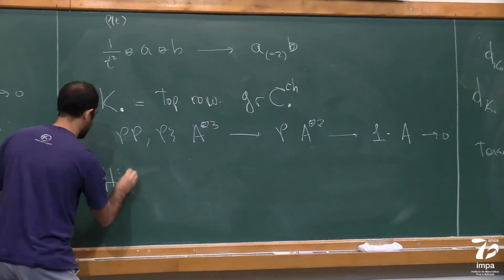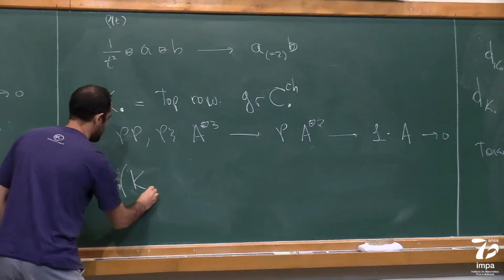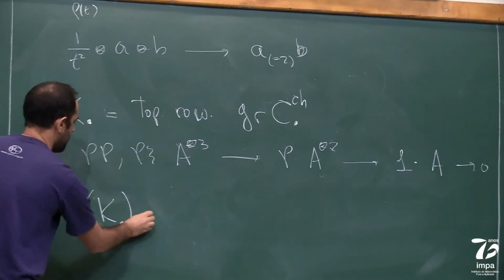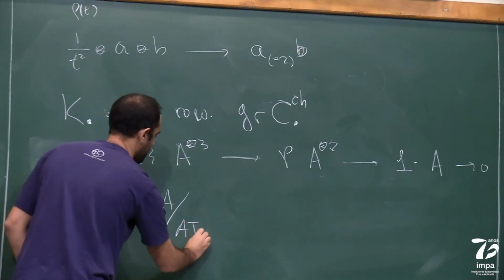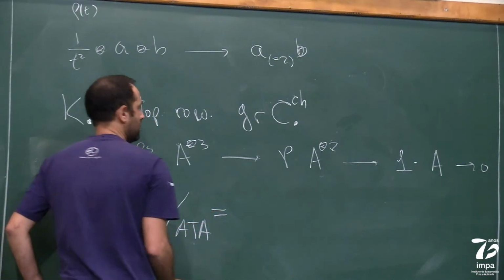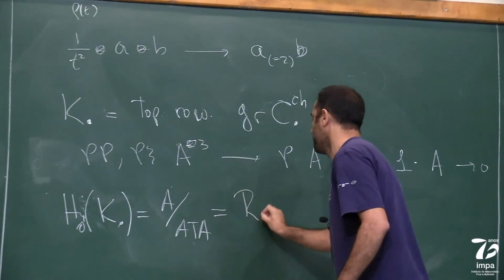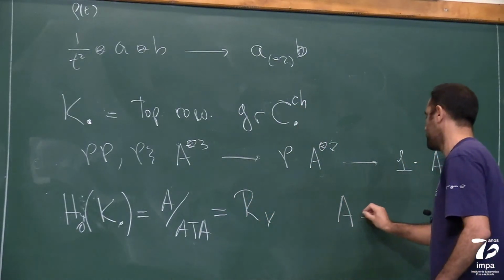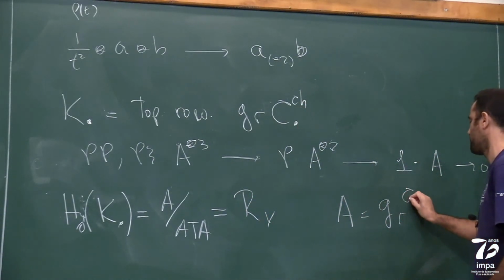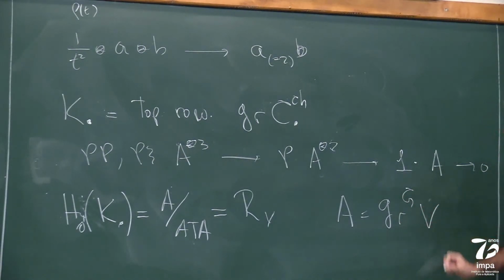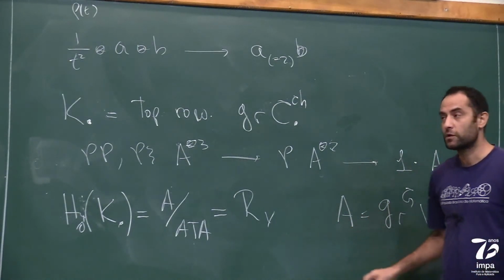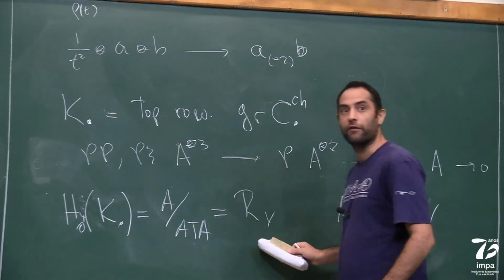And the homology in degree 0 of this complex, no, this is different from HK. So the homology in degree 0 of this complex is A divided by ATA, which is RV. Remember that A was the associated graded with respect to the leaf filtration of the vertex algebra V. So if I divide by derivatives, I just get RV. So in degree 0 of this complex, I find RV.